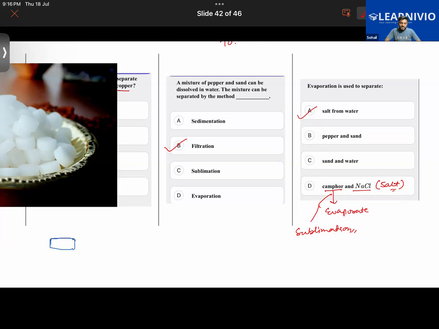Pepper and sand, no. Sir, for that, filtration actually, I was just typing the answer. I was just going to submit it. Okay, no worries.